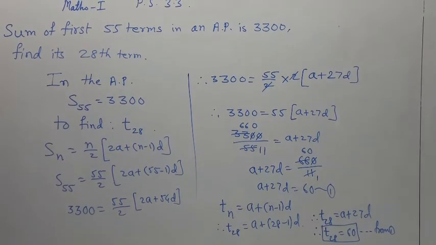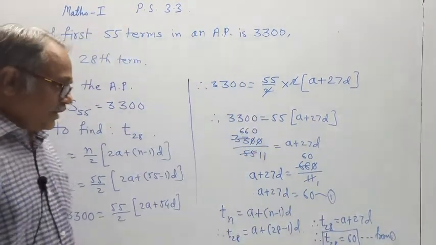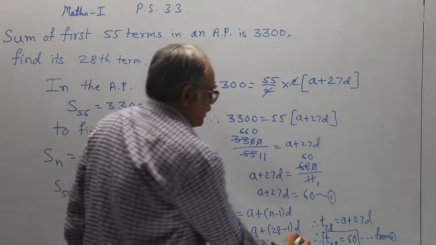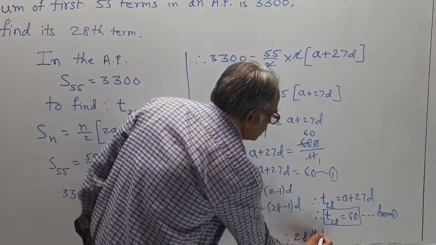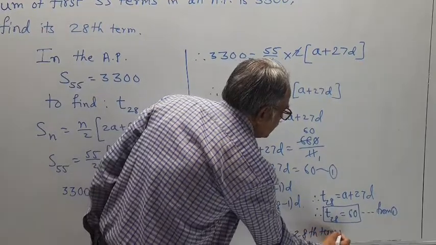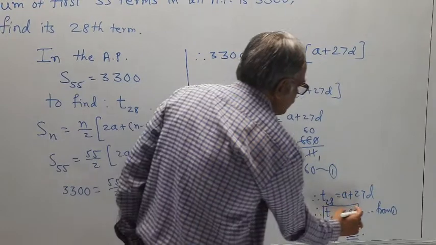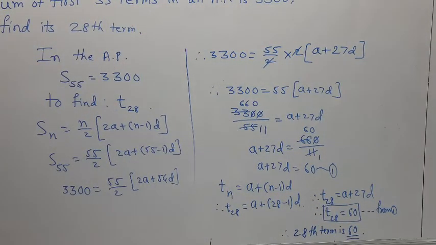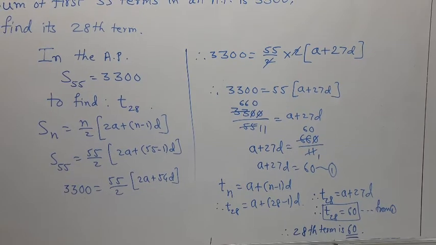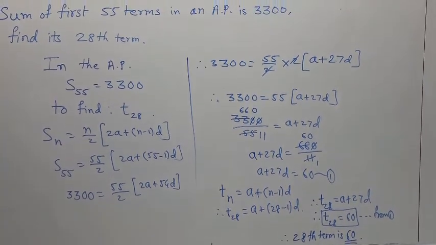Now we have to write this in words. Therefore the 28th term is 60. Already we wrote it in symbolic way, but it is better to write in words. Neatly observe and write.